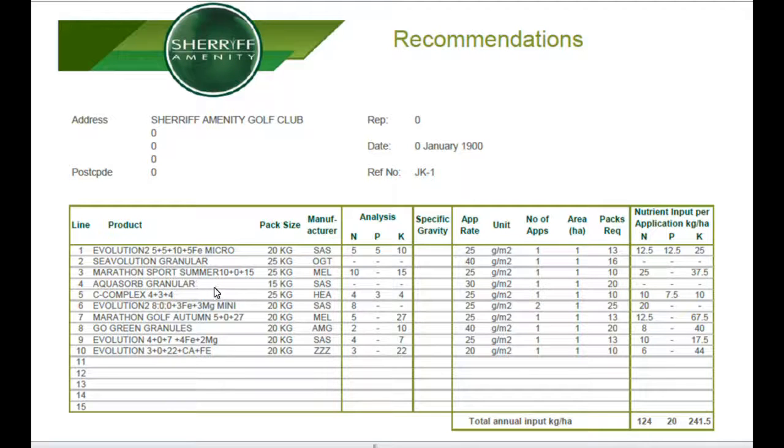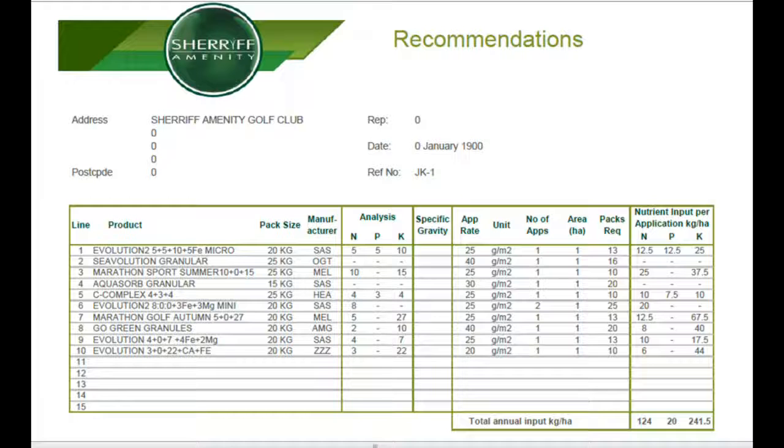Marathon Sport Summer 10015, for example: 10% nitrogen times 25 equals 250, divided by 10 will equal 25 kilograms per hectare. Evolution 3022, if we look at the 22% potassium, times it by the application rate of 20, this equals 440, divided by 10 will equal 44 kilograms per hectare.